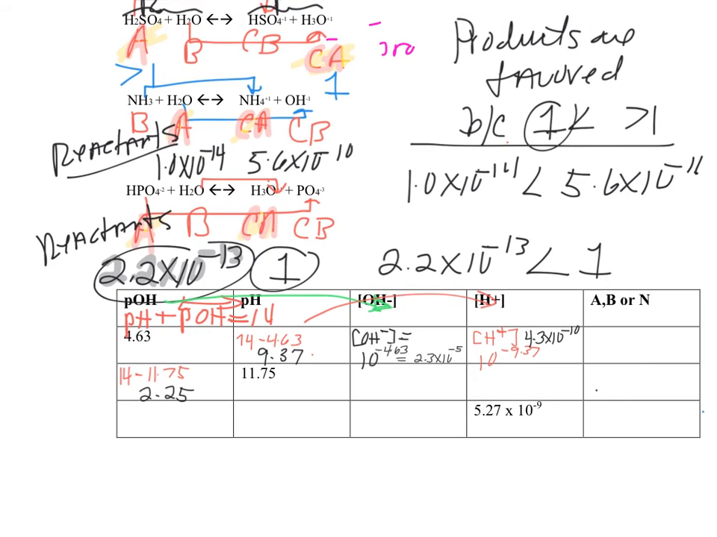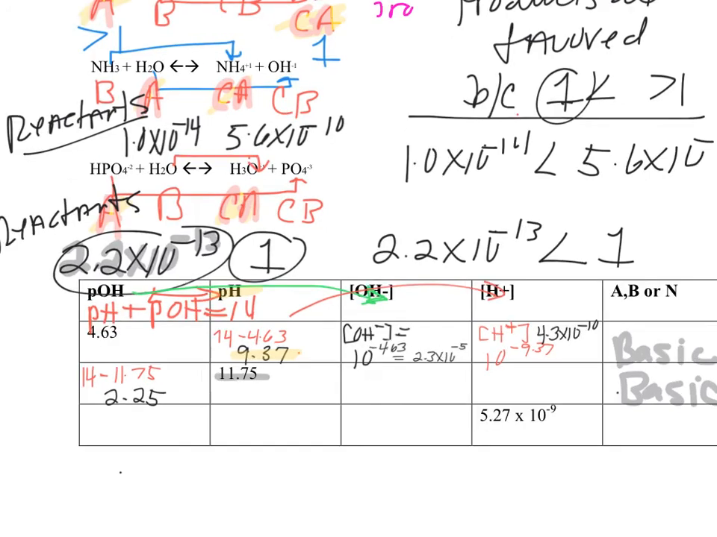The way you decide if it's an acid, a base, or neutral is if you remember what is happening to the pH. So we have to look at this pH. We're looking at 9.37. That means that this is basic. And we're looking at 11.75. That means that this one is basic as well.